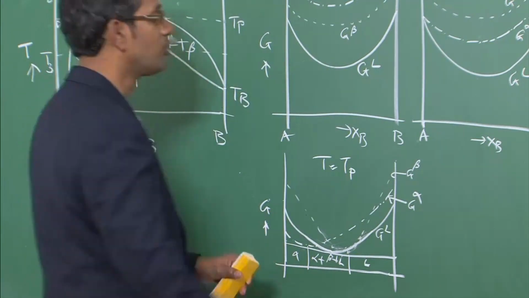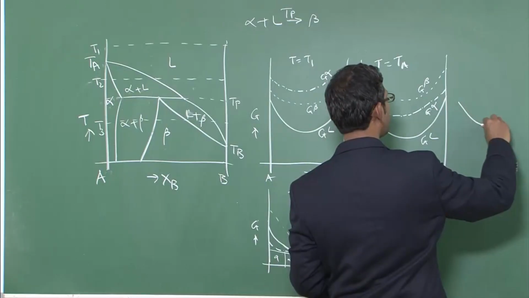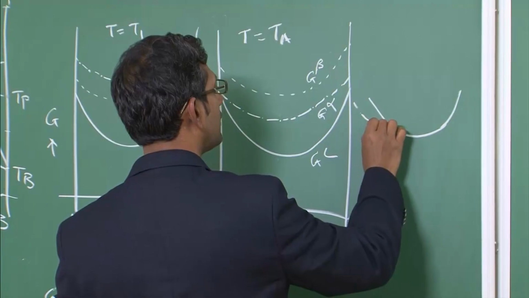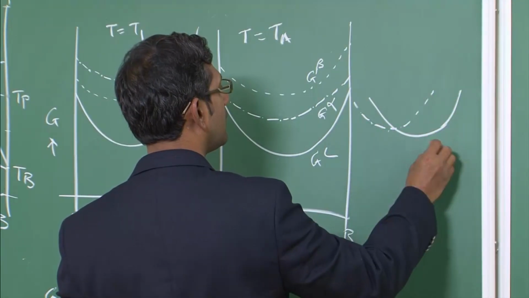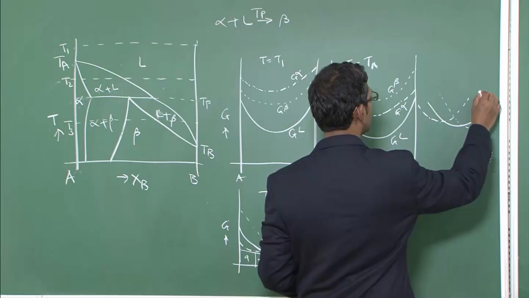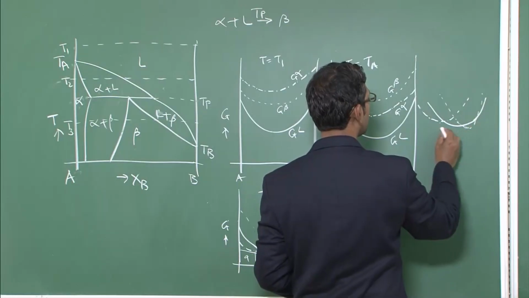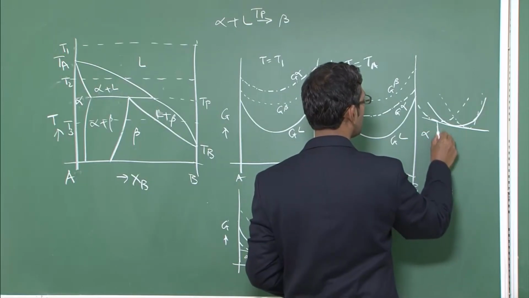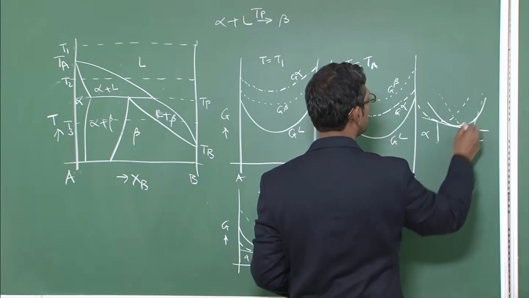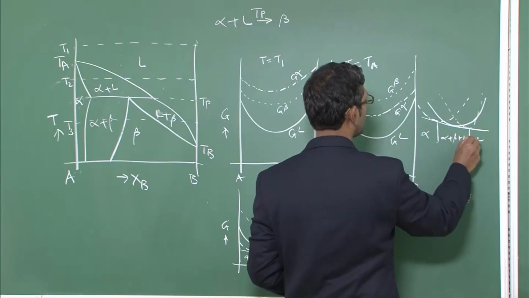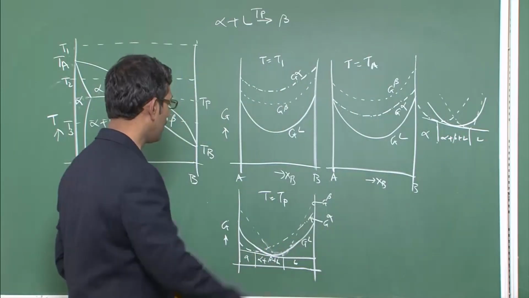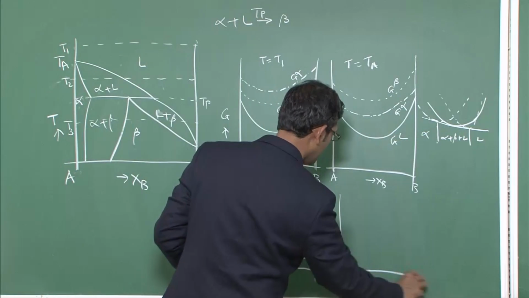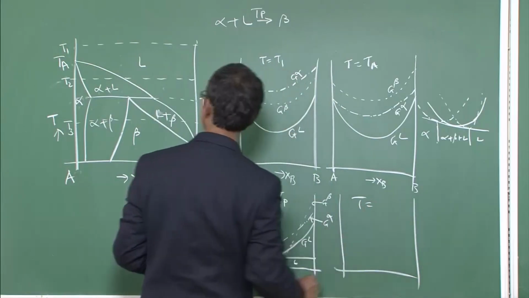Okay. So if I zoom into this particular portion, it will be like this: liquid curve, then alpha and beta. Okay. So three curves will have a tangent. So this is alpha, this is liquid, this part alpha plus beta plus liquid. That's what I have done here. Okay. So this part is shown in zoom version here. Now I will do it for a temperature T equal to T3.